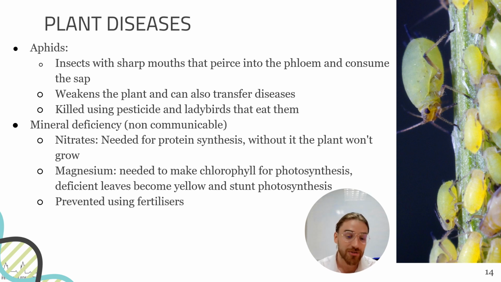And then another one is mineral deficiencies. So this is obviously non-communicable, but it is still a disease as it is going to be detrimental to the plant's health. So plants need nitrates to grow. Nitrates are needed for protein synthesis, for DNA synthesis, and without that, the plant won't be able to get bigger and replicate.